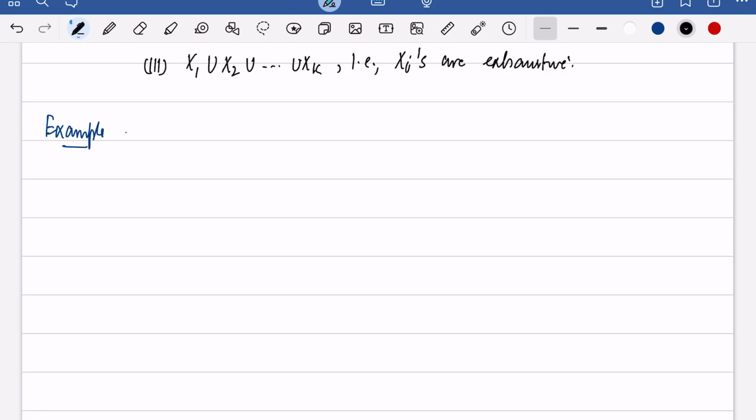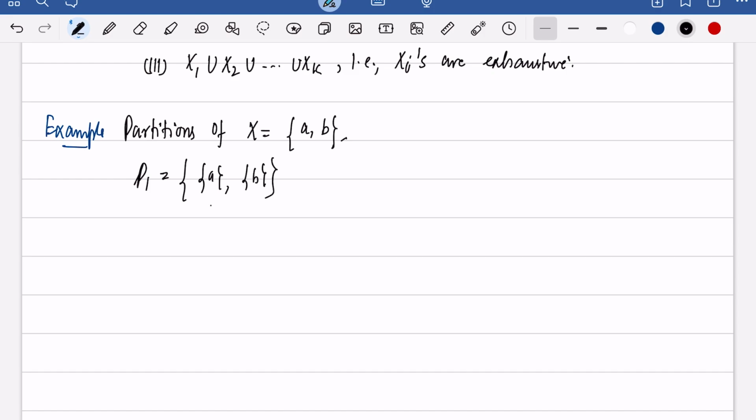We will take an example. Let's write partitions of X, suppose a set containing only two elements A, B. Then suppose the first partition P1 is the collection of subsets {A}, {B}. Now both of these subsets are non-empty, their union is the whole X, and their intersection is empty. Now another partition can be treated like this. We can take the whole set {A, B}. So these are the only two possible partitions of a set with two elements.